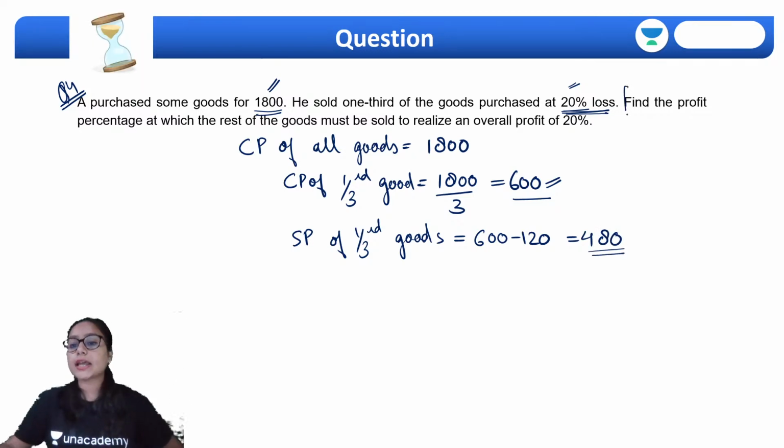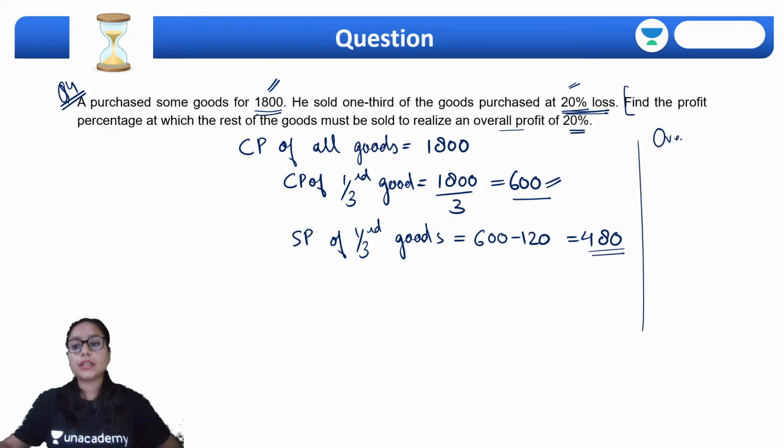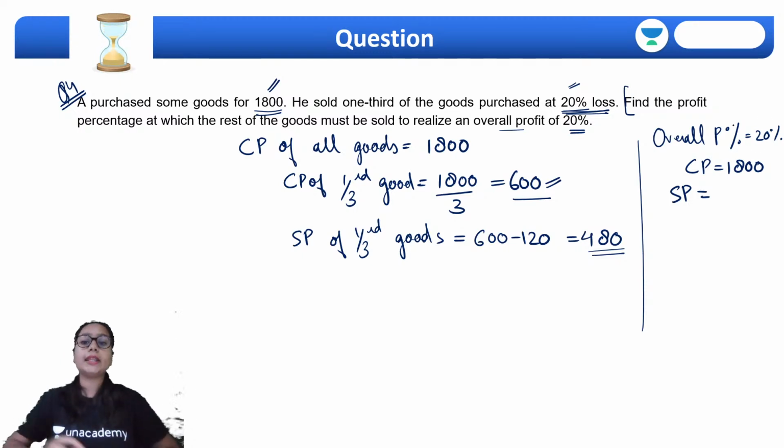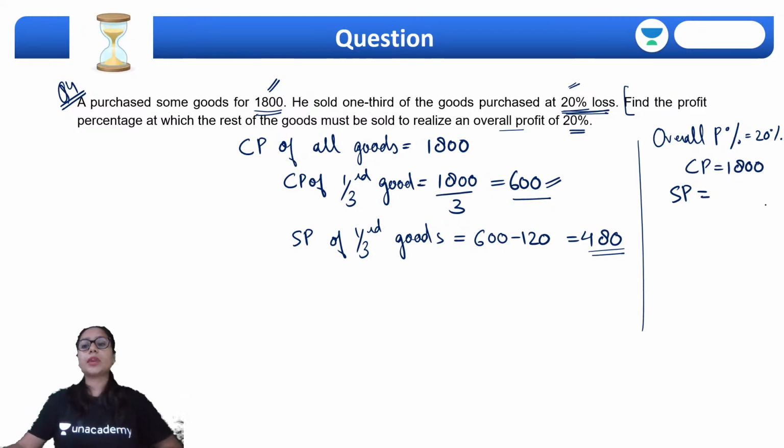Now, the question is asking to find the profit percentage at which the rest of the goods must be sold to realize an overall profit of 20%. Now see, the overall profit means the profit over all the goods, right? So overall profit percent should be 20%. Now overall CP is equal to 1800. So can you tell me what should be the selling price here if I want 20% overall profit?